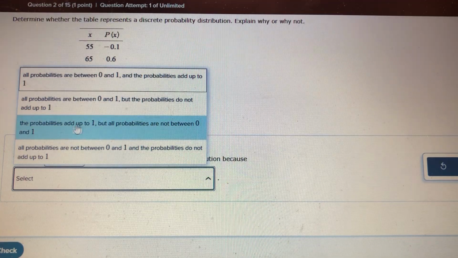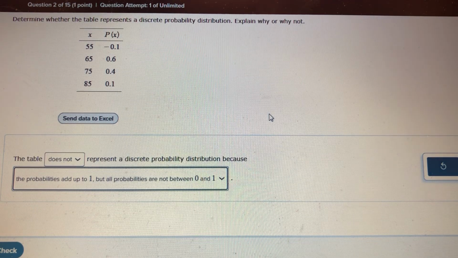The probabilities add up to 1, but all probabilities are not between 0 and 1. So they're actually doing both Rule 2 and Rule 3 here at the same time. Rule 1 is you have to have discrete data in the first column. They often don't tell me what x is here. It doesn't say what x is about.